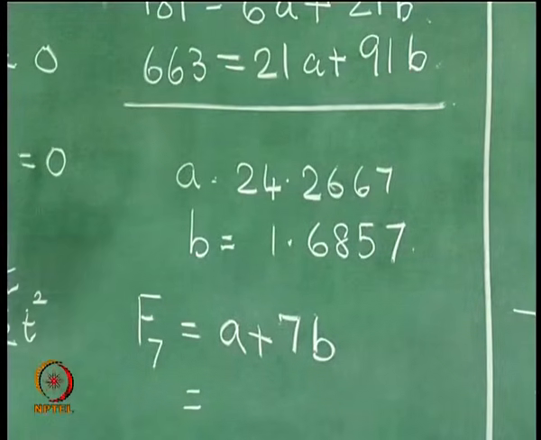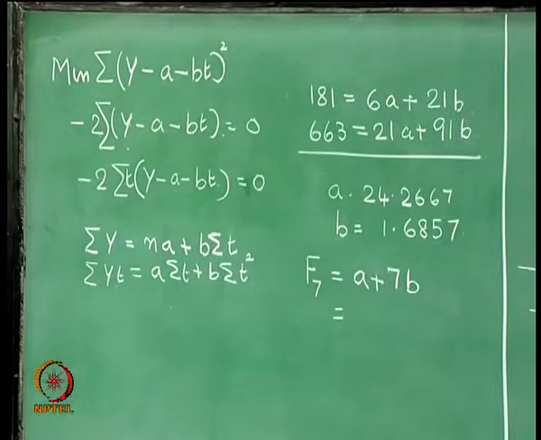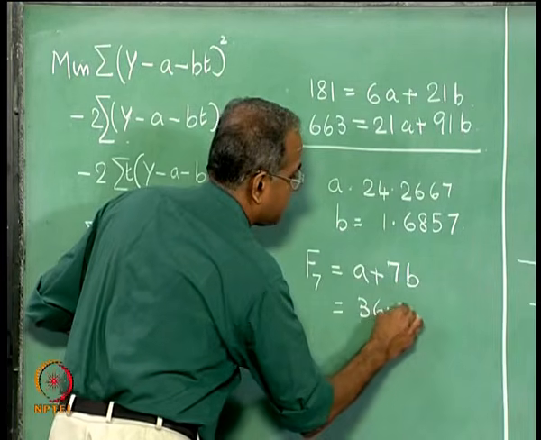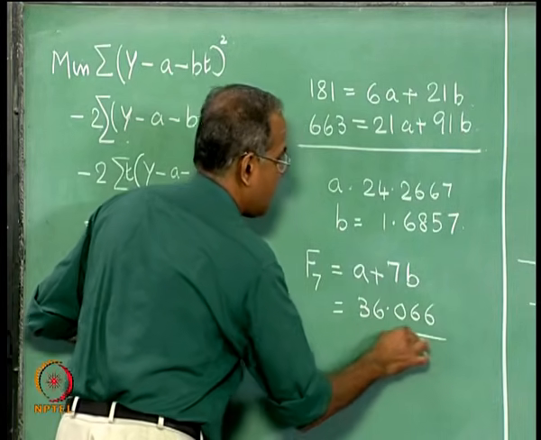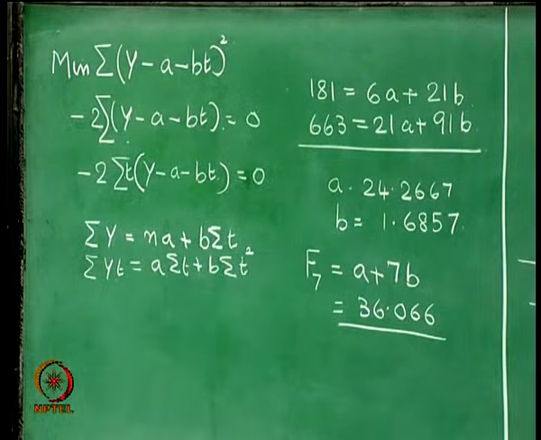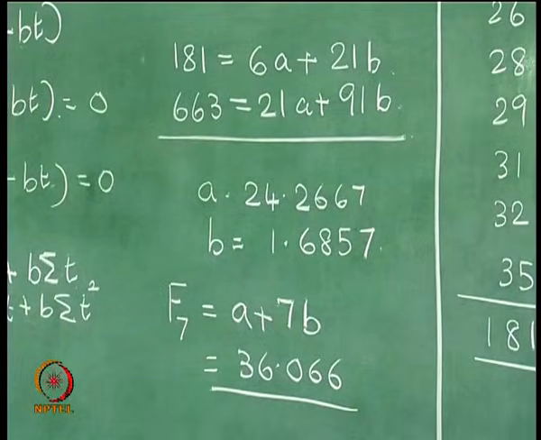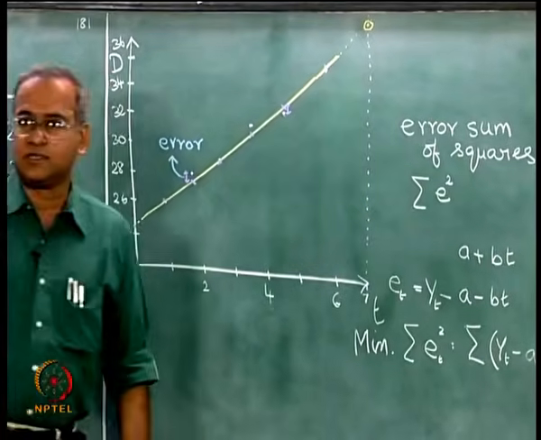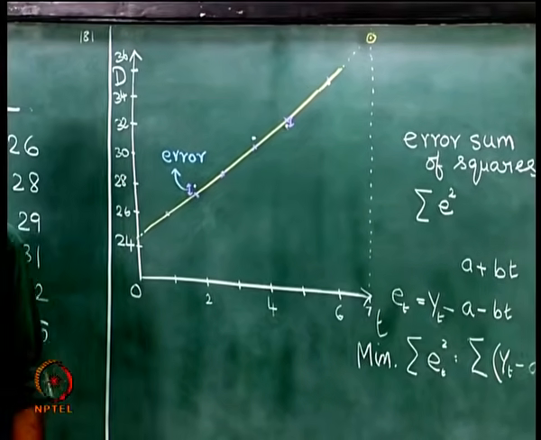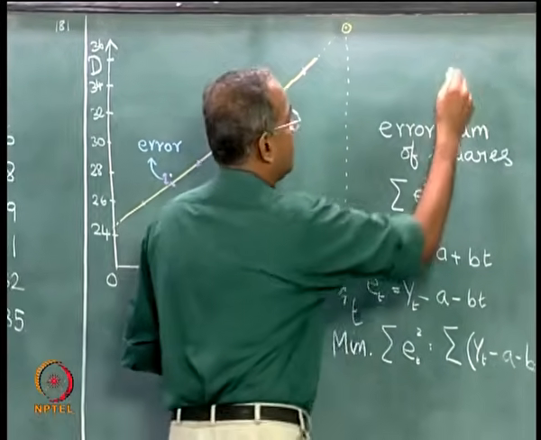So F7, the forecast for the 7th period, is a plus 7b, which is 24.2667 plus 7 times 1.6857, which is 36.066. So this is our forecast for period number 7, which comes to 36.066. The model that we have just seen is the linear regression model.